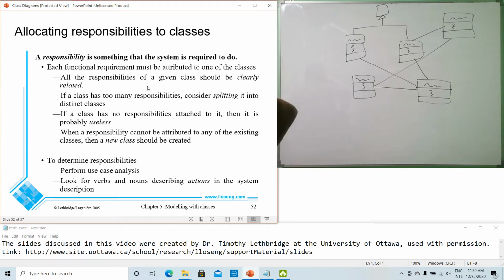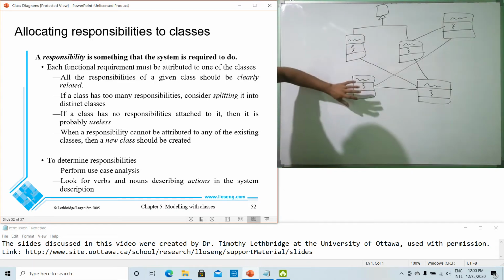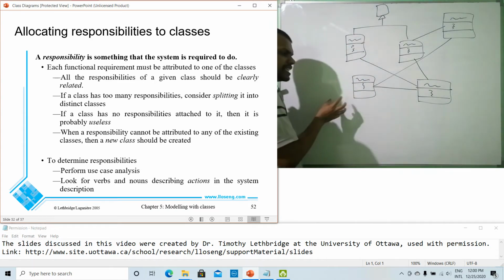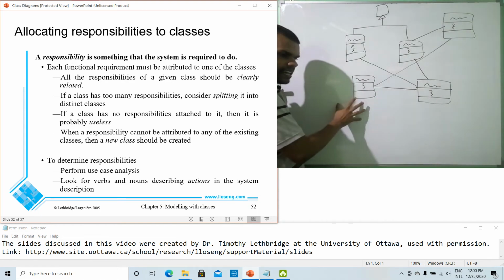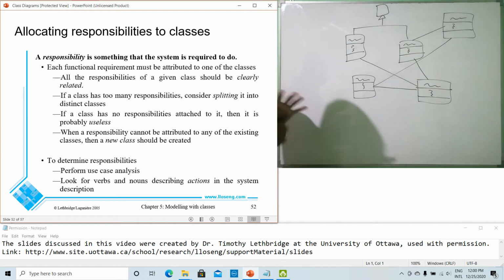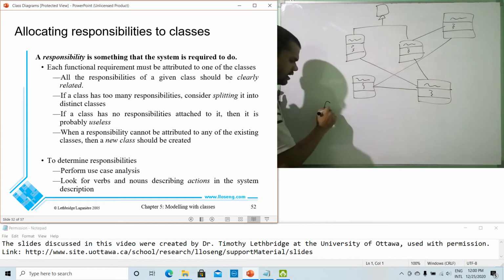All the responsibilities of a given class should be clearly related. If you consider one particular class, we assign a set of responsibilities to this class, and each responsibility should be related to each other. That's what we mean by encapsulation.